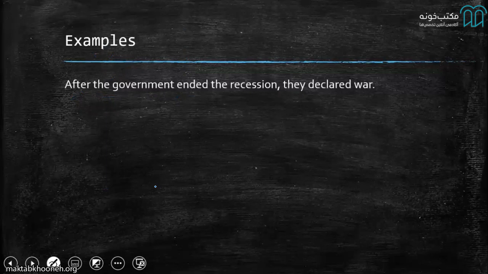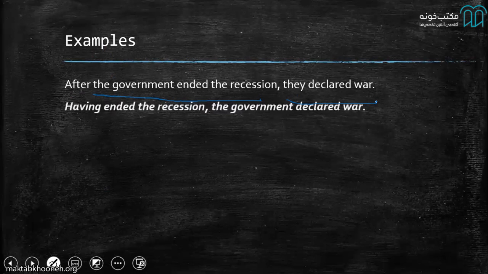"After the government ended the recession, they declared war." So we have two actions here. First action, government ended the recession. Second action, they declared war. These are two separate actions. Which one happened first? First, they ended the recession, and then they declared war. So I'm going to change it to a more complex structure. "Having ended the recession, the government declared war."